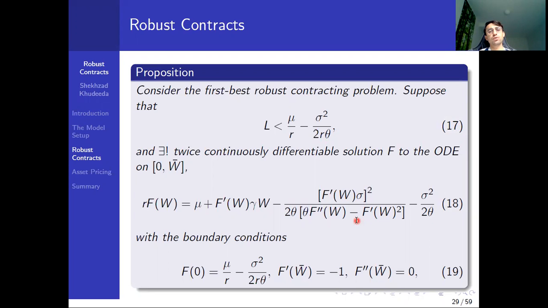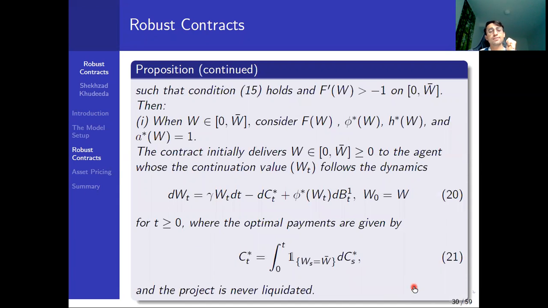We consider the first best contracting problem as previously, and we subject it to this condition, which is liquidation. It's dominated by this amount. We consider this equation to avoid liquidation, and there exists a twice continuously differentiable solution f to the ordinary differential equation on this compact interval. Our ordinary differential equation can be defined as the following, with the boundary conditions f of 0, f prime of w bar, and f double prime of w bar, such that the second order condition holds true, and also f prime of w is bigger or equal than -1 on this interval.